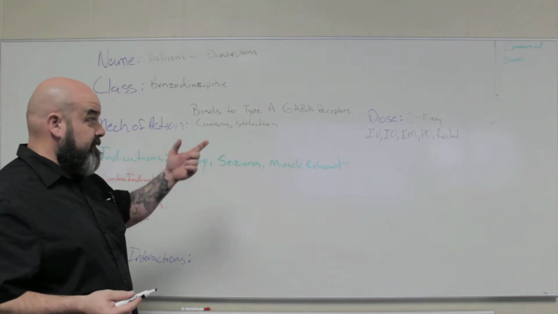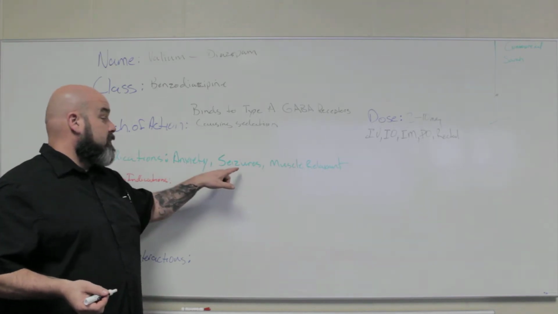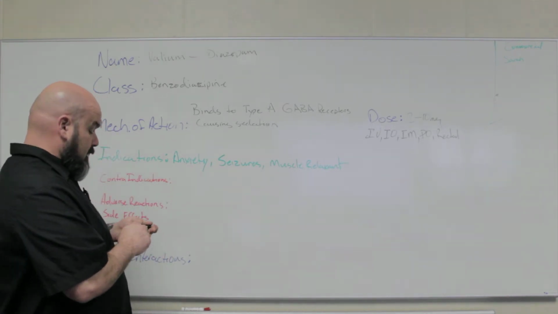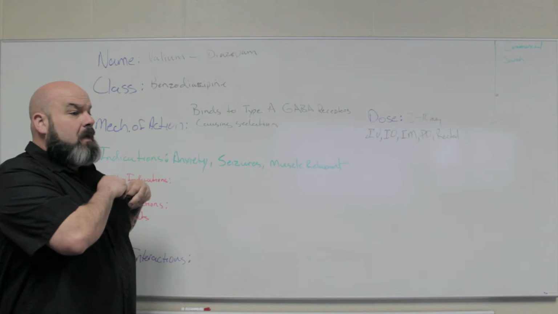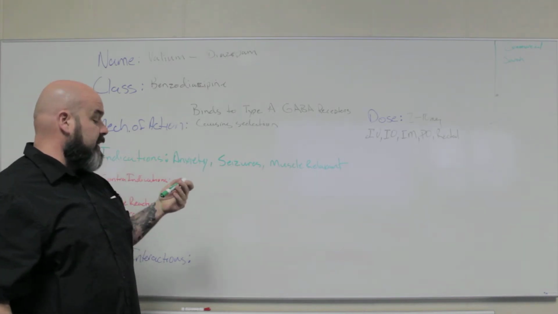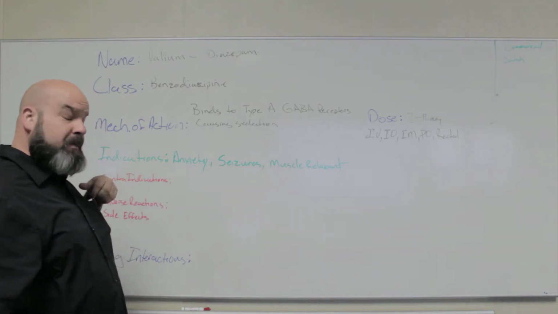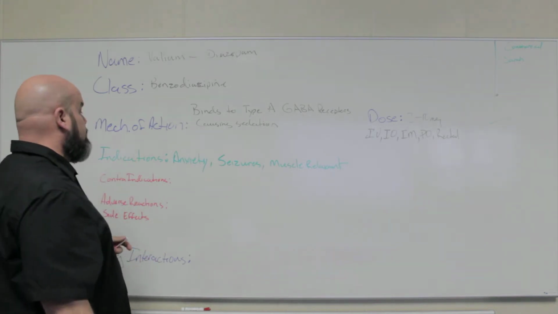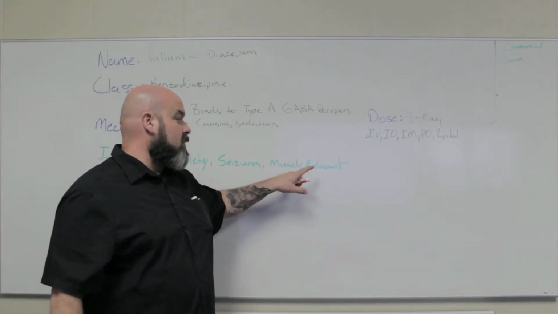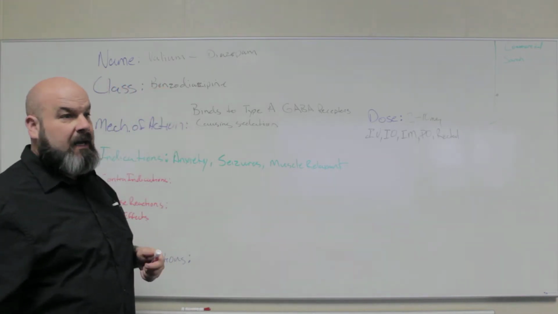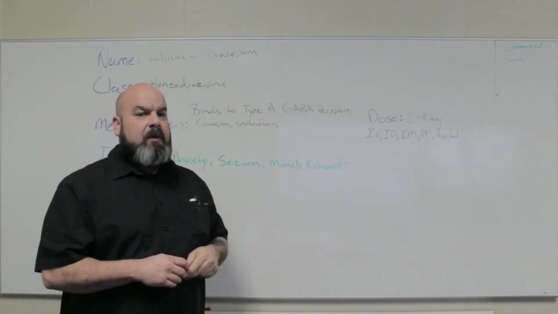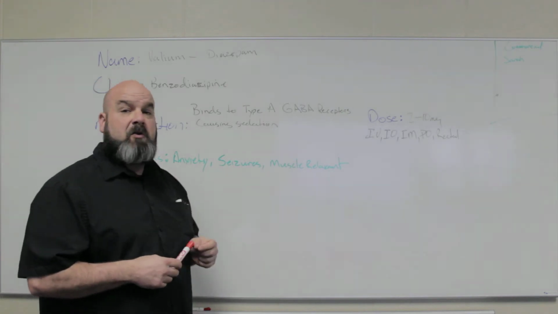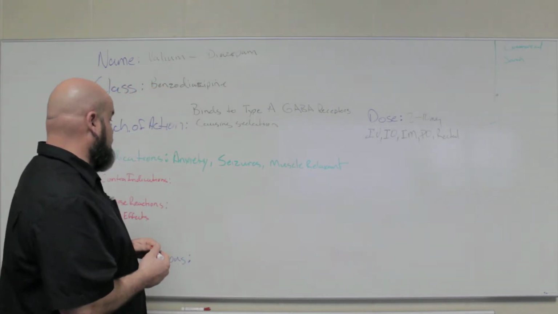So, seizures: you should have standing orders. Anxiety most likely is a call-in order to the hospital, to medical control. You may have standing orders for that. And the muscle relaxant, again, will most likely be a call-in type order to medical control to get a verbal order directly from the doctor.